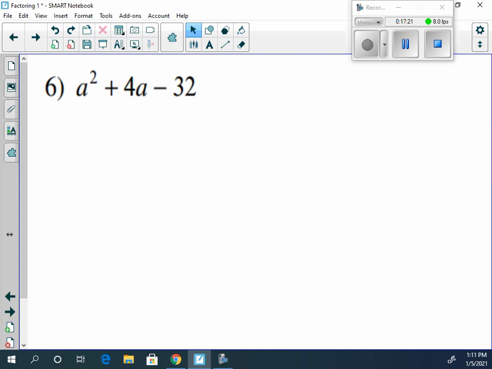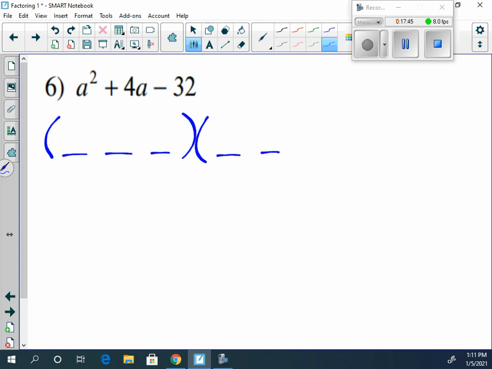So I look at this here, again, our first main step whenever we look at these is to determine, is there a greatest common factor between all three terms? If there is, we want to factor it out. When I look at this here, a squared, 4a, and 32, there's no greatest common factor. There's no term that's in common with all three. And if there's not, we move on to step 2. And step 2 is to write 2 sets of parentheses with 3 spaces.